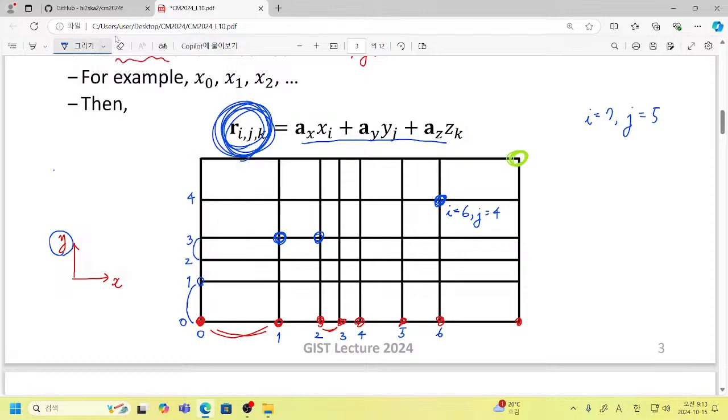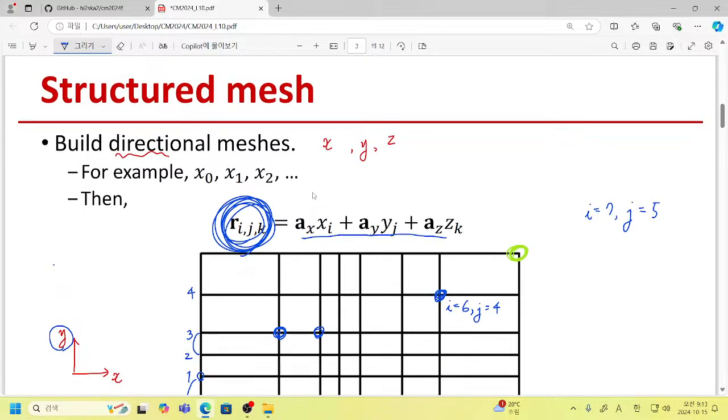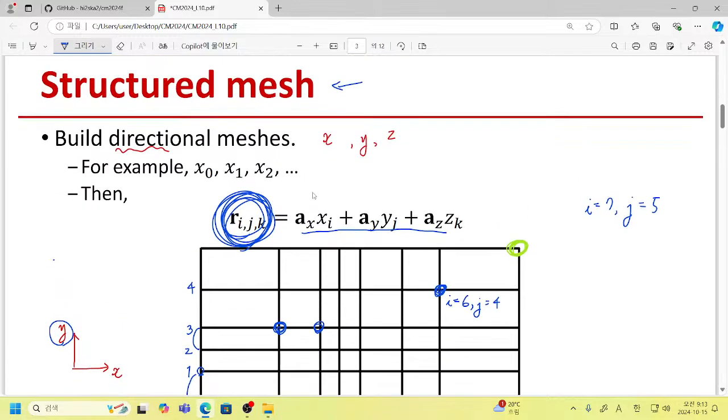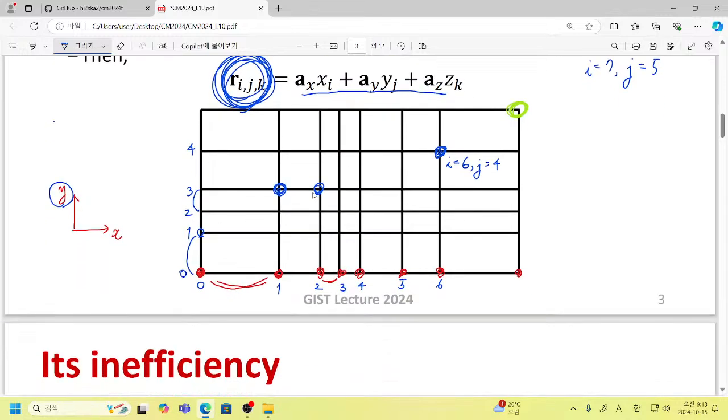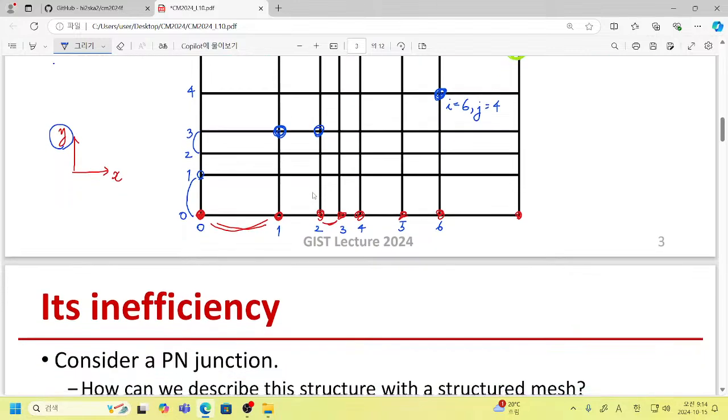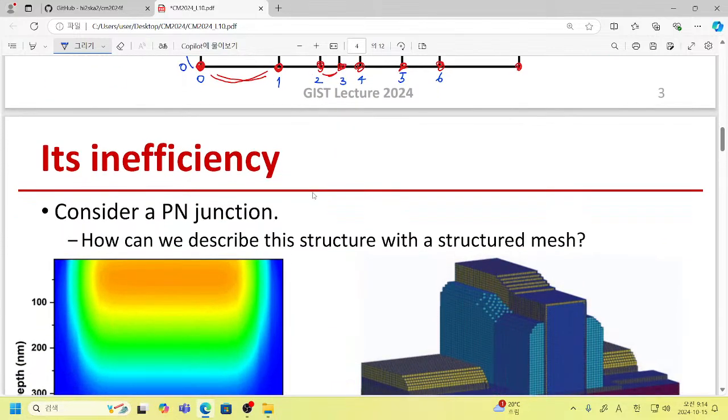So the mesh is now structured. Okay, this is called structured mesh. This is quite a simple and straightforward extension of our previous approach to multi-dimensional cases. Good. However, unfortunately, it is sometimes very inefficient.